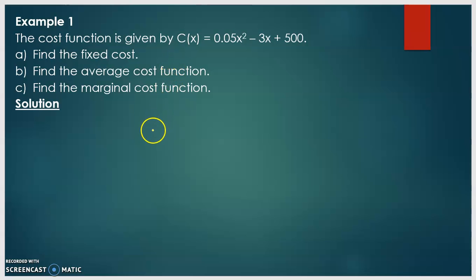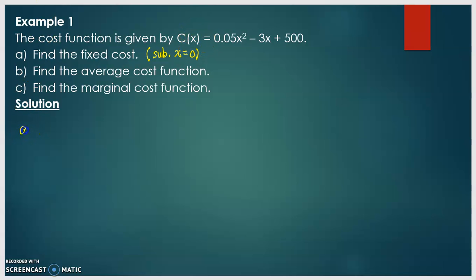So now we look at example 1 under the cost function. Let's say the cost function is given by C(x) equals 0.05x squared minus 3x plus 500. Question A, find the fixed cost. How are we going to find the fixed cost? As I mentioned before, substitute x equals 0 into the function of C(x).